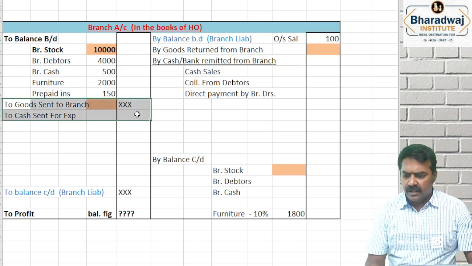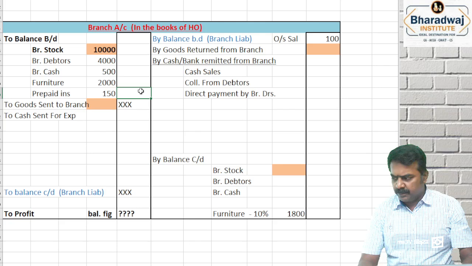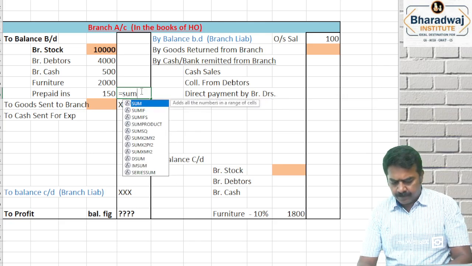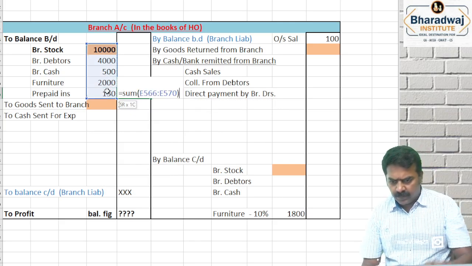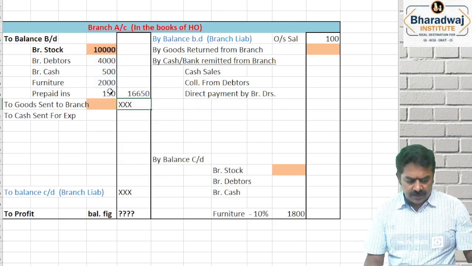Then goods sent to branch, have they given it? What is the goods sent to branch given? 80,000. Goods sent to branch how much? 80,000. Cash sent for expenses.